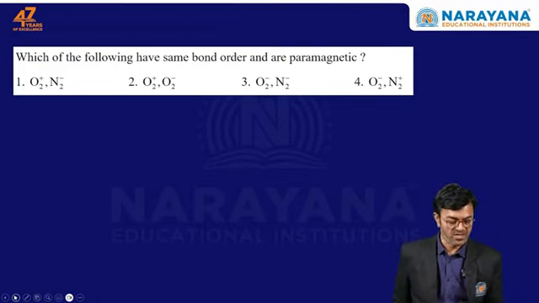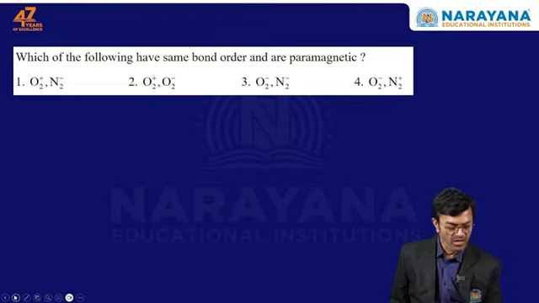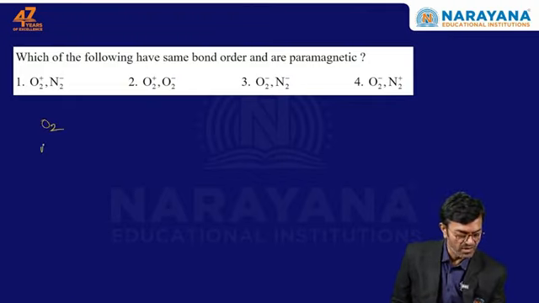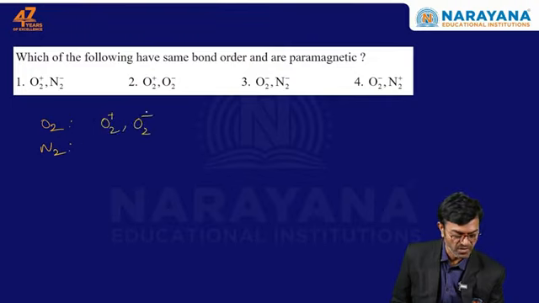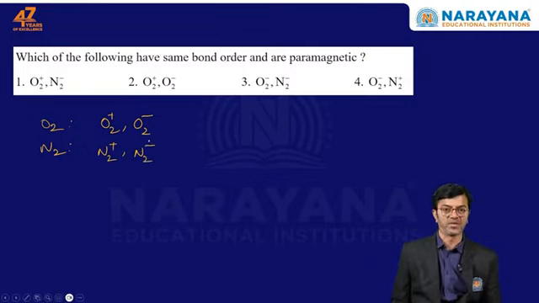Next, another question is related to molecular orbital theory. It is asking which of the following have the same bond order and are paramagnetic. They are related to oxygen and nitrogen. If you remove an electron, you will get O2 plus. If you add an electron, you will get O2 minus. N2 is also the same: if you remove an electron, it becomes N2 plus, and if you add an electron, N2 minus. These 4 ions have been given.